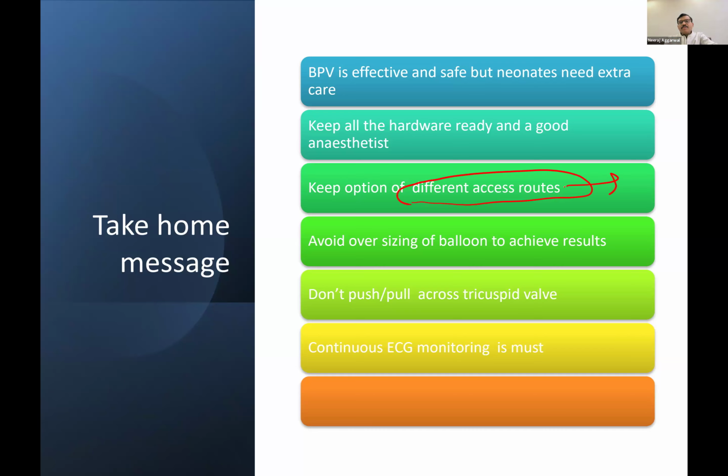Avoid oversizing of the balloon to achieve results. Leave some PS. Don't push and pull across the tricuspid wall. This is a very common mistake for newcomers. TR injuries are lethal. This will not forgive you.